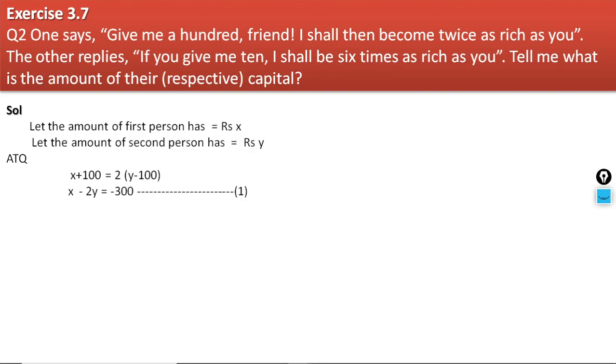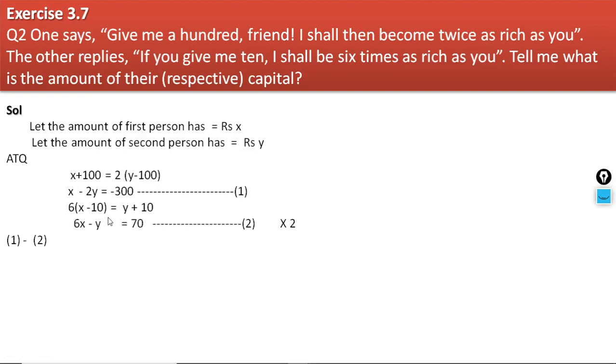Let us understand the second statement. The other one replies, if you give me 10, I shall become 6 times as rich as you. Now the other person replies, means 10 rupees added to the account of the second, means y + 10. It will be taken from the first account, x - 10. Then he said that y + 10 becomes 6 times as rich as you, 6 times of (x - 10).